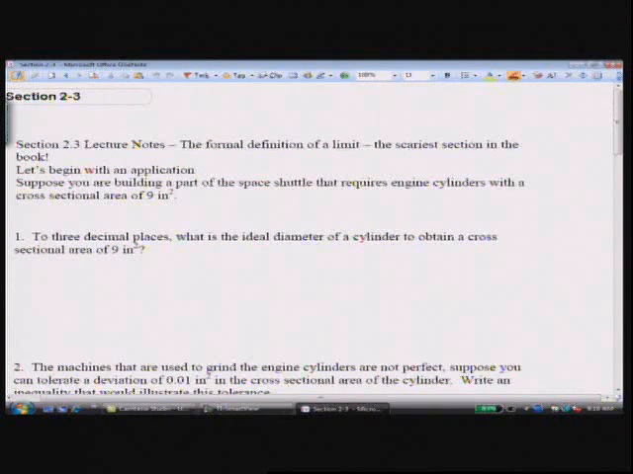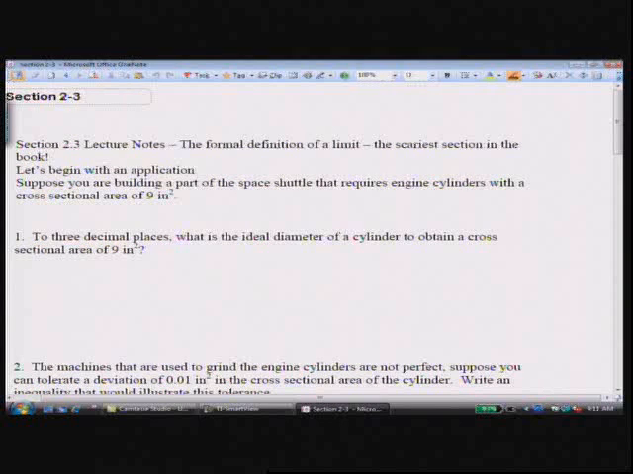So we will begin with an application to see why this would work or how we would be thinking this way. Suppose you're building a part of the space shuttle that requires engine cylinders with a cross-sectional area of 9 square inches. So you know what you want, right? You want a cross-sectional area to be 9 square inches.